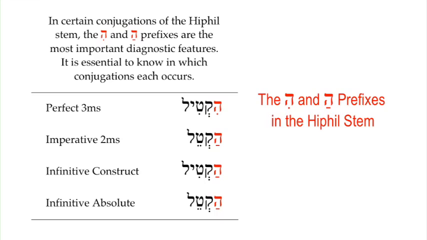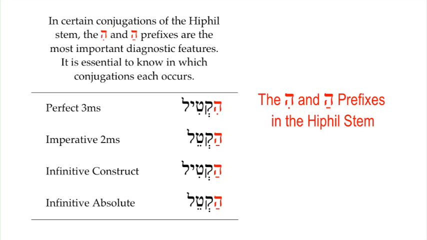But before we conclude this chapter, there are some things that we should point out and emphasize so that you don't get confused about forms that are now similar to one another as we continue to build our Hebrew verbal system in all the different forms. Look at your screen. First, we just want to emphasize the importance of the he prefix in the Hiphil stem. In certain conjugations of the Hiphil stem, the he hireq and he pathach prefixes are the most important diagnostic features, and it is essential to know in which conjugations each occur.